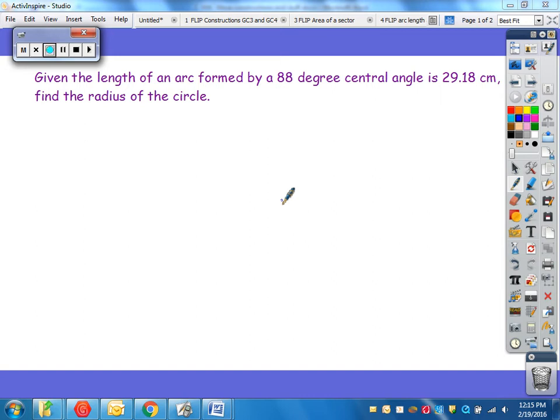If you're given the length of an arc formed by an angle and you're given the angle, what you're going to do to find the radius is still use our same old arc length formula. So remember, our arc length formula is arc length equals theta, which is the measure of your angle in degrees, or your arc, whichever you're given, multiplied by the circumference, which is 2 times pi times the radius, all over 360.